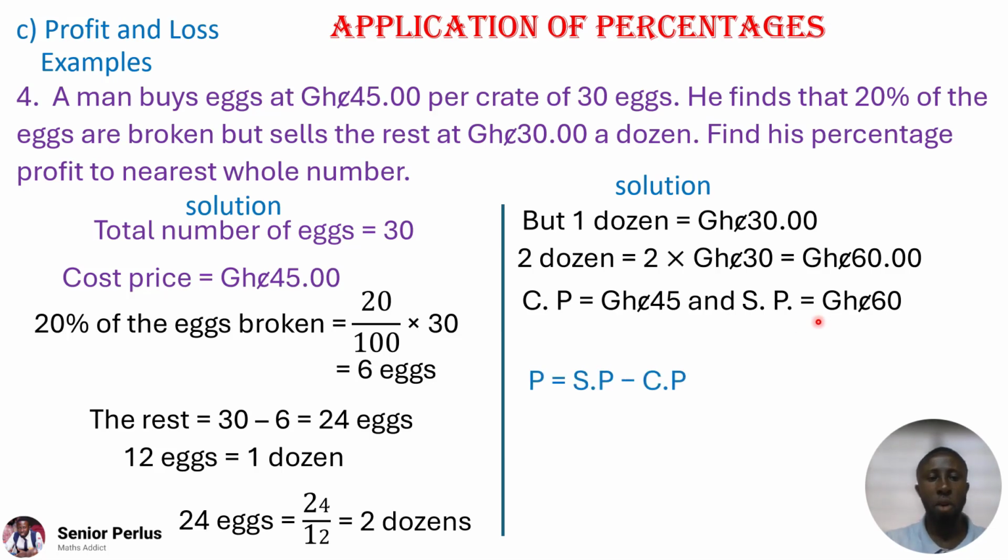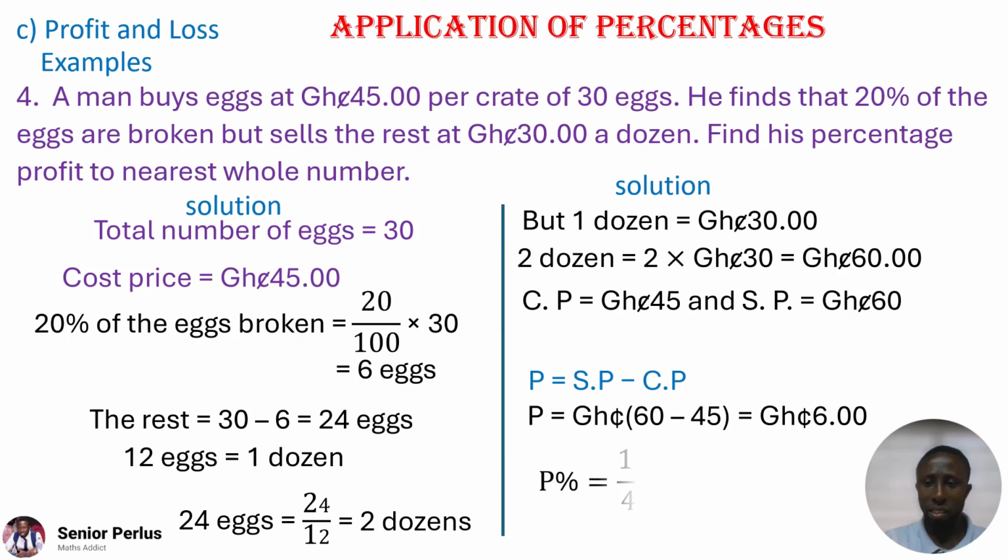Then we can find our profit. So therefore our profit is the selling price minus the cost price, and that is 15 Ghana cedi. Then since you know the profit, you can find the profit percent. 60 minus 45 is 15 Ghana cedi. So therefore our profit percent is the profit over the cost price times 100, and that will be our answer. That's all, 33% for the profit percent. That's a nice question.